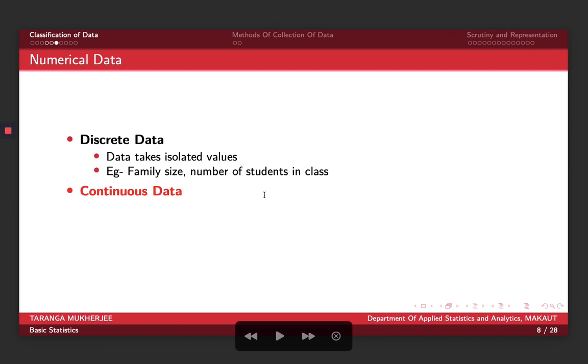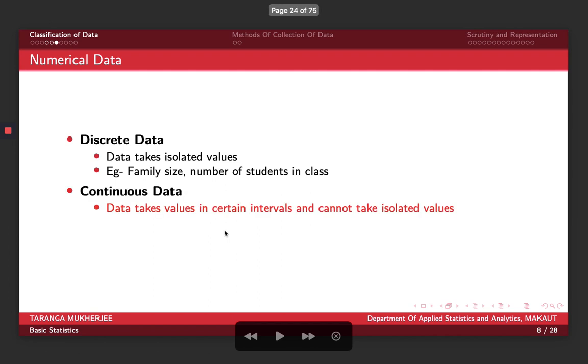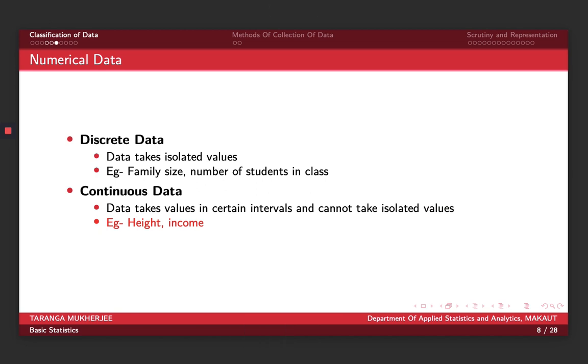Now, the next item is continuous data. The data which can take any value, and the values will be essentially within some interval, is called continuous data. Mind it, continuous data cannot take any isolated values. For example, height of a person, 6 feet 5 inches, 5 feet 7 inches, etc. It can take any value within some interval.